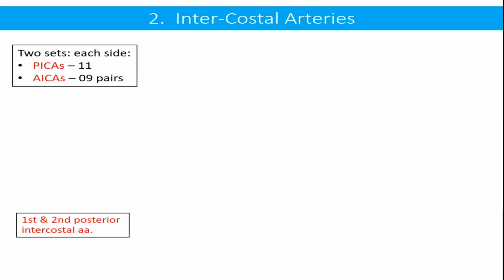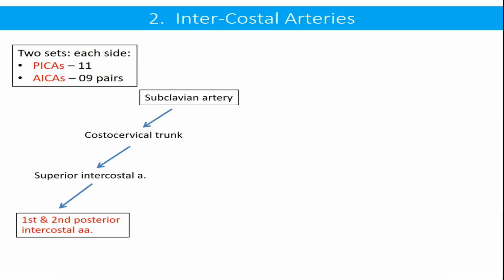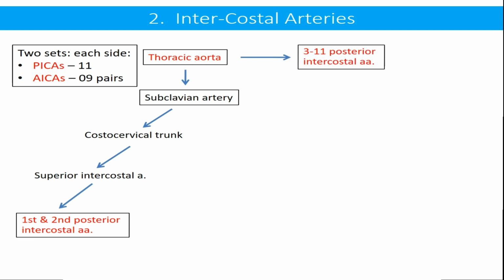Now the origin of intercostal arteries. First, the posterior intercostal artery. First and second posterior intercostal arteries originate from superior intercostal artery, a branch of costocervical trunk, which itself originates from subclavian artery, a branch of arch of aorta. Third to 11th posterior intercostal arteries originate from descending thoracic aorta.